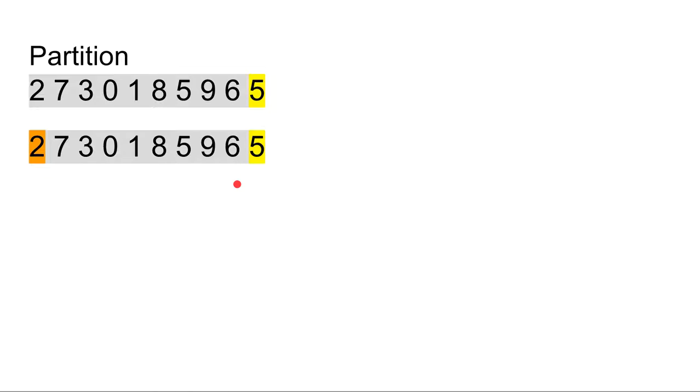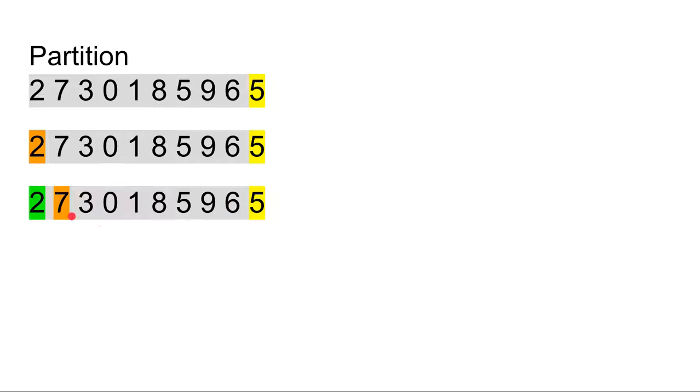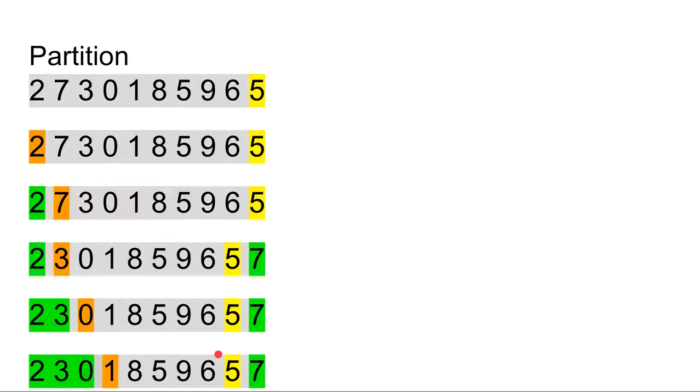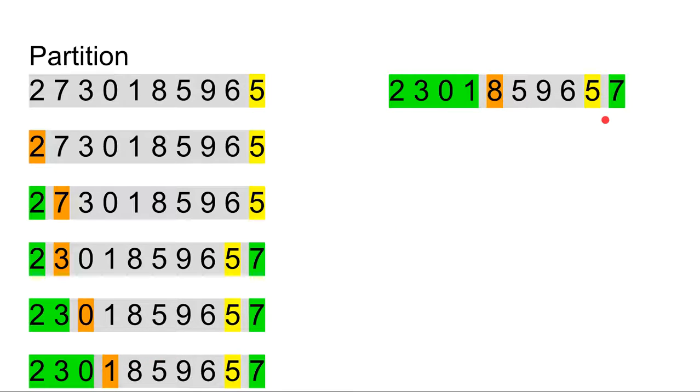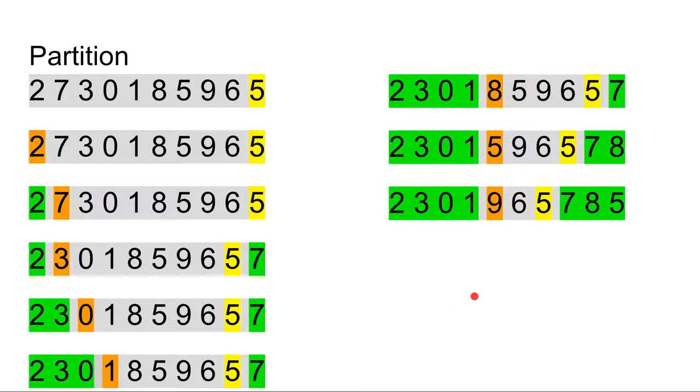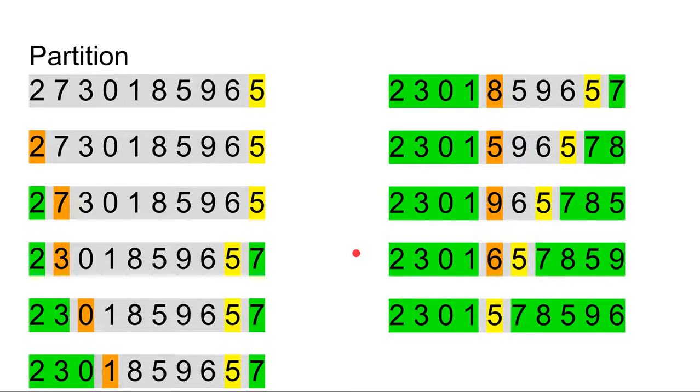It's smaller, so we leave it on the left side and continue. 7 is greater, so we move it to the right side. 3 is smaller, 0 is smaller, 1 is smaller, 8 is greater, so we move it. 5 is equal to, but as we explained, the right side of the array will contain elements that are greater than or equal to the pivot, so we will move this 5 to the other side. 9 is greater, 6 is greater. There. Now all the elements have been partitioned.